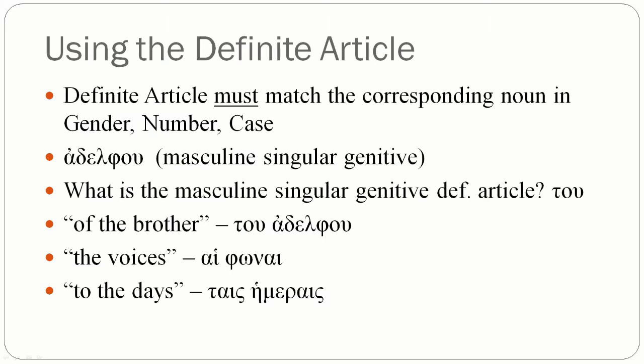Last example, okay, to the days. To implies that it's going to be dative. So the days, then the word days is hemerais. Hemerais is gender feminine, number plural, case dative. The definite article then must match up with that. Feminine, plural, dative, which is tais. Tais hemerais then, to, because it's dative, you get to the days.